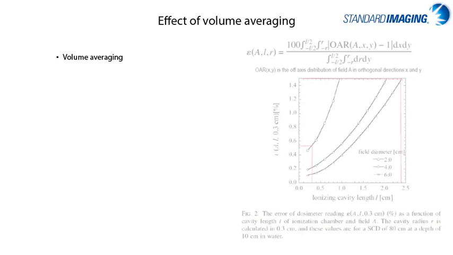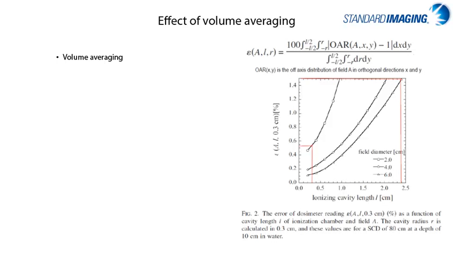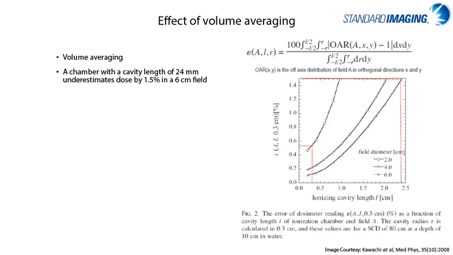An example, looking at this graph on the right from Kawachi and others, they looked at determining the off-axis ratios in a CyberKnife system for which the dose plateau region is very limited, and an approximate 1.5% error in readings can exist if a 24 mm length chamber was utilized in a 6 cm field. And further, a 0.5% underestimation in readings is observed when using a chamber with a cavity length of 3 mm in a 2 cm field, according to this study.